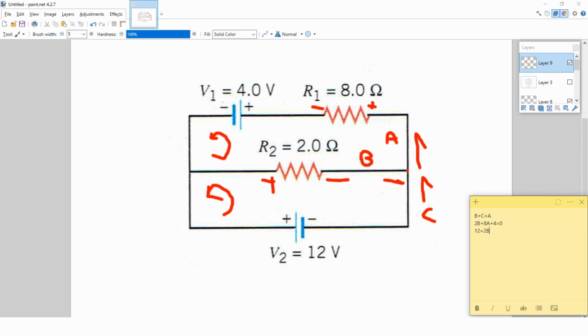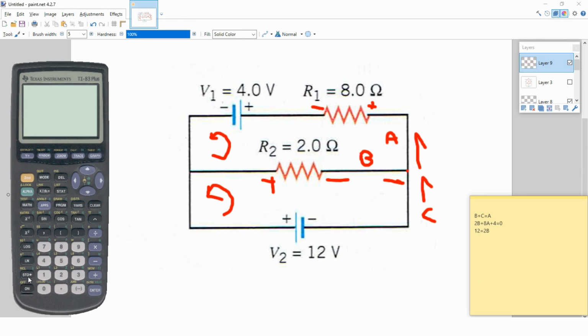We can solve this using a system of equations. It's pretty simple actually, because we already have a value for B from this equation. We can plug that in, solve for A, plug that in, solve for C. But we're going to use a matrix. The way you use a matrix is this. We have a TI-83, and you just draw a matrix using the equations. So here we're going to go to edit, and then we're going to go to our matrix. We have 3 equations.